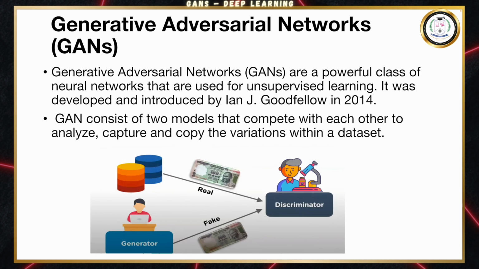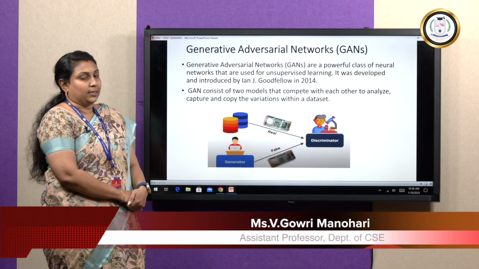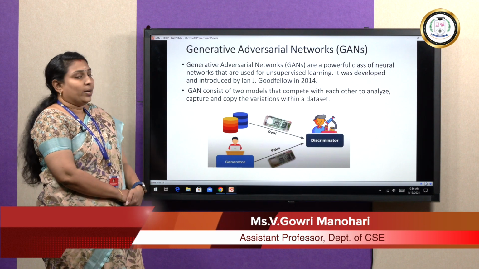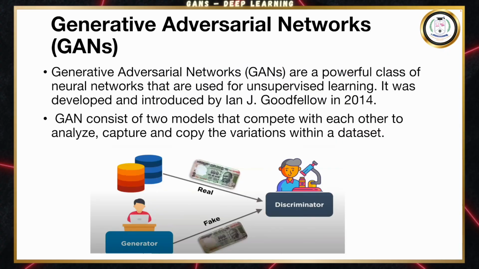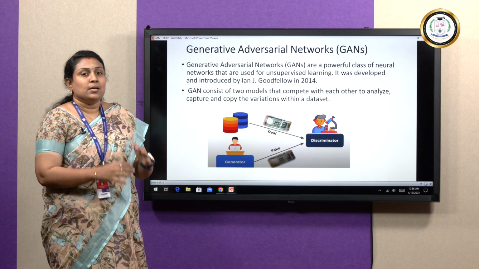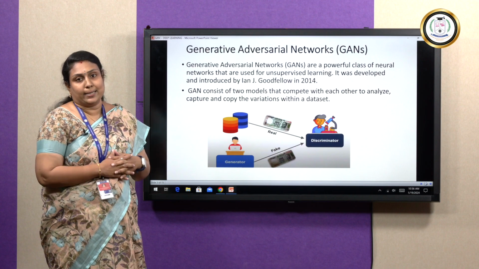What is GAN? GAN means Generative Adversarial Networks. It is a neural network and it comes under unsupervised machine learning algorithms. It was developed in 2014 by Ian J. Goodfellow. For more than 10 years, it has been a trending technology in deep learning.